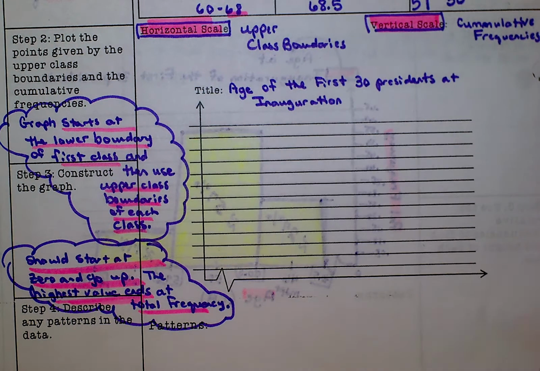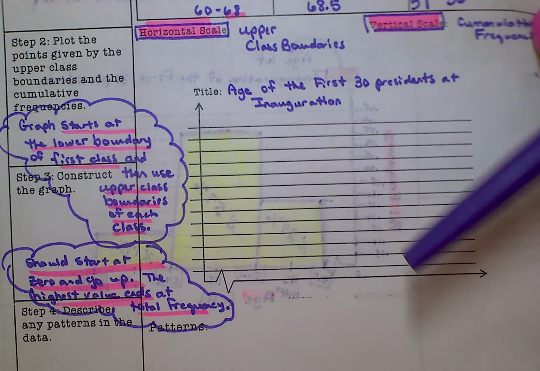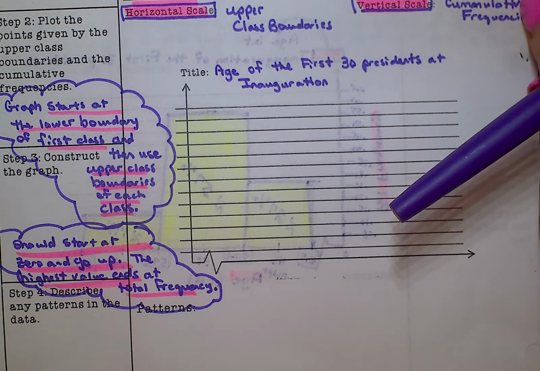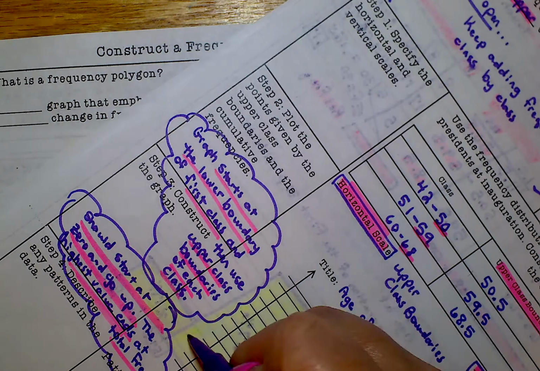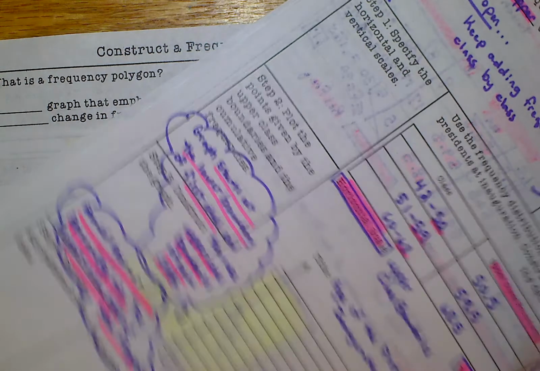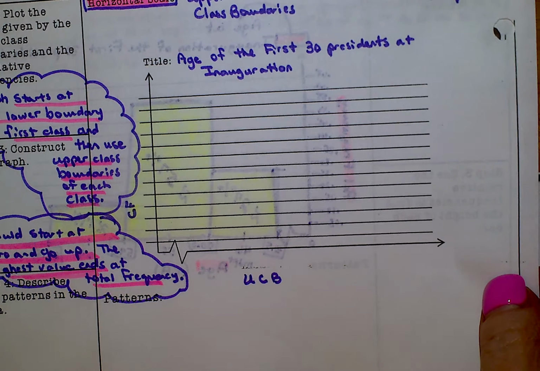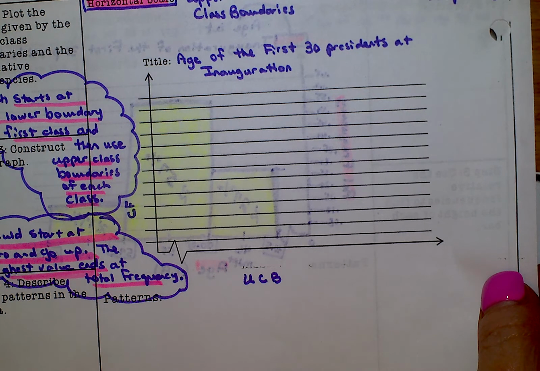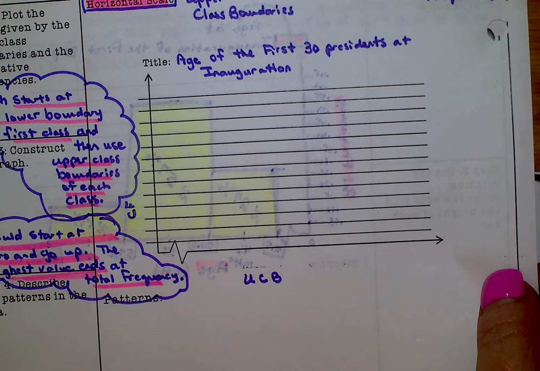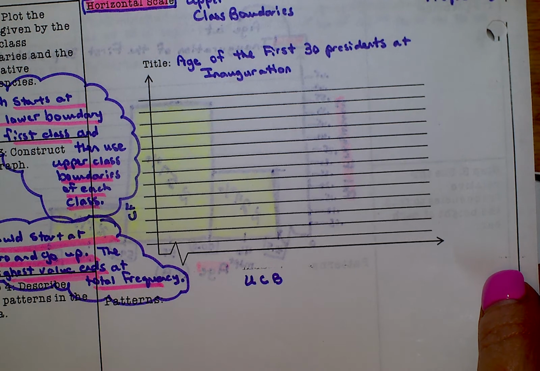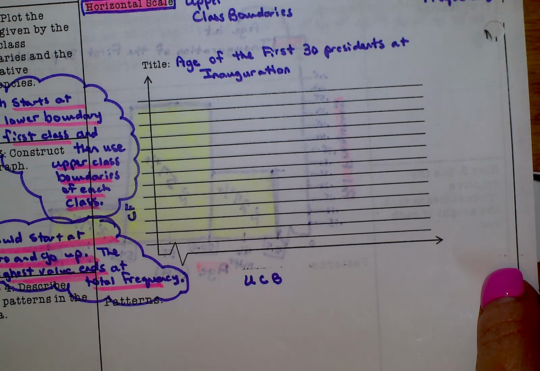Okay, so now I'm going to put the title, Age of the First 30 Presidents at Inauguration. I'm going to have to come up with some scales, okay? So I'm just going to go ahead and put CF here for cumulative frequency. And I'm going to put upper class boundaries for the horizontal. And I need to look at that and get an idea of what those are. So first of all, I need to do upper class boundaries.